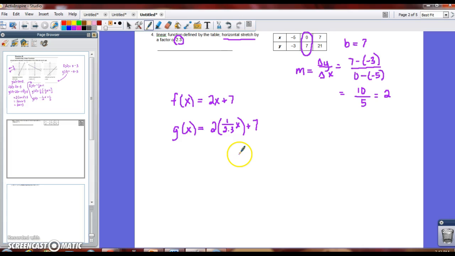When you're doing a horizontal stretch or compression, it doesn't matter which one you're doing, you're taking the reciprocal of this value and plugging that in for x. So I replaced x with 1 over 2.3x. And that's your entire answer right there.